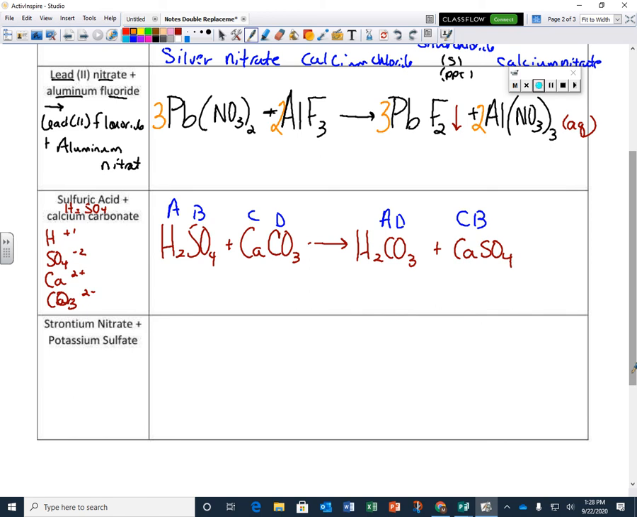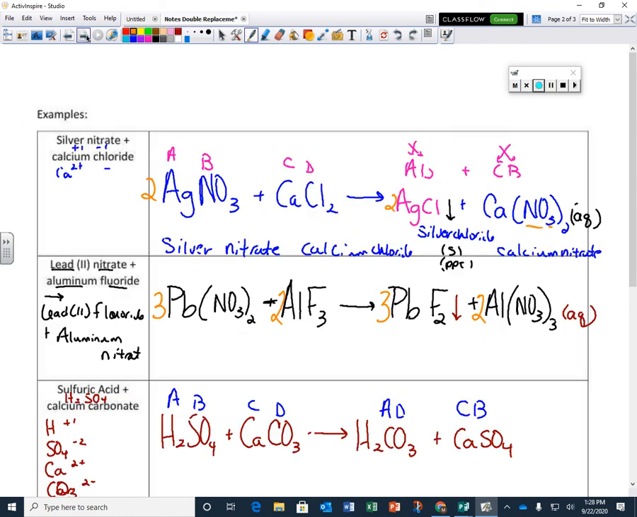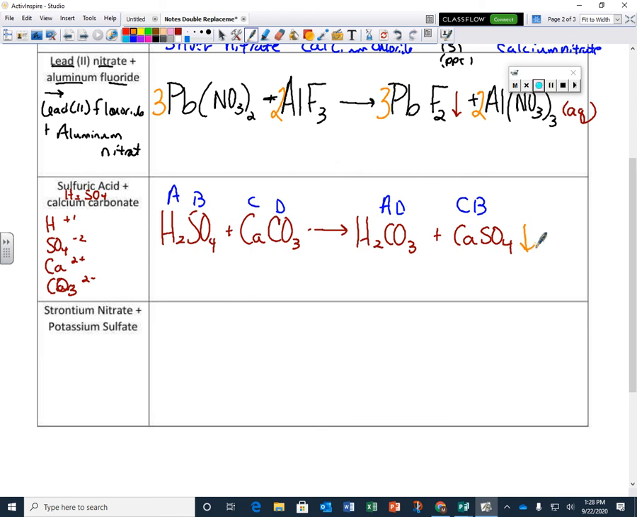2 hydrogens, 1 sulfate, 1. This one happens to be balanced just the way it's written. We need our precipitate. It is probably the calcium sulfate. If we go back, it says all sulfates are soluble except calcium sulfate. So that is our precipitate. This one is soluble. It's dissolved in the water, aqueous. We never see it.